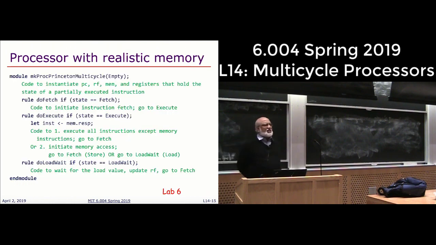So this is my processor with realistic memory. Here is the code to instantiate PC, RF, mem, and registers that hold the state of the partially executed instruction. And then you have the fetch rule. What does the fetch rule do? It just initiates the read, and it will put the right data into some intermediate stage, and you will go after that to the next stage, which is the execute stage. What will the execute stage do?